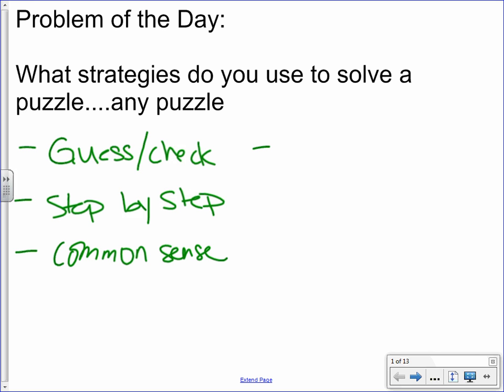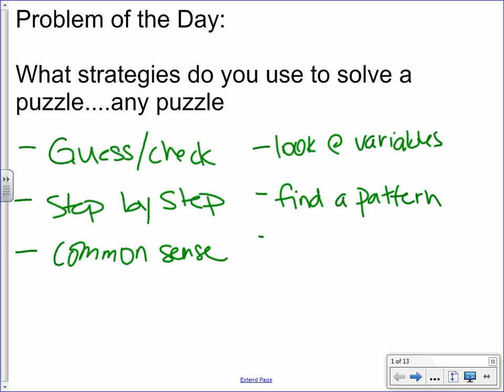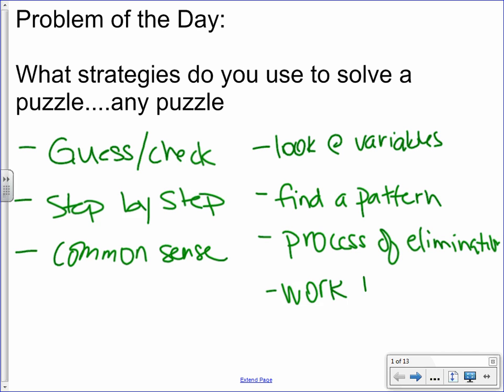Okay. Pod five. Look at your variables, like the different things you're given. Okay. Pod six. Find a pattern. That's a good one. Process of elimination. What about work backwards? Is that sometimes a strategy? Yes. Okay.